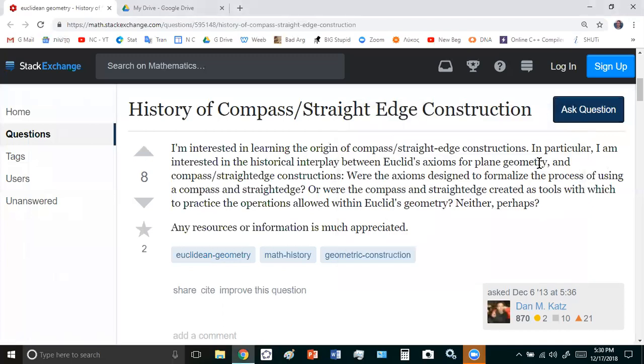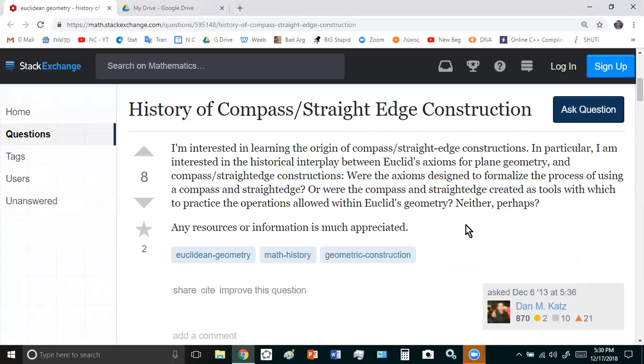Right. So this student or researcher or whatever asked this question. I'm interested in learning the origin of compass straight edge constructions. In particular, I'm interested in the historical interplay between Euclid's axioms of plane geometry and compass straight edge constructions. Were the axioms designed to formalize the process of using a compass and straight edge, or were the compass and straight edge created as tools with which to practice the operations allowed within Euclid's geometry? Neither, perhaps. Any information is much appreciated.